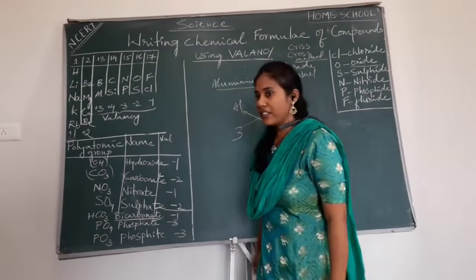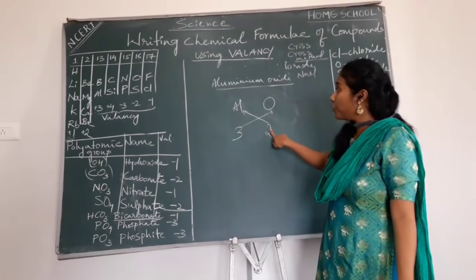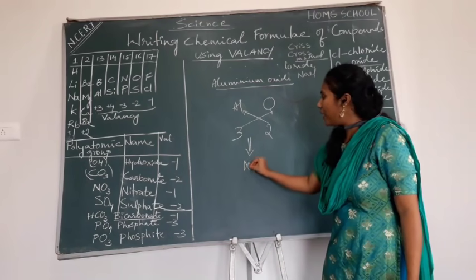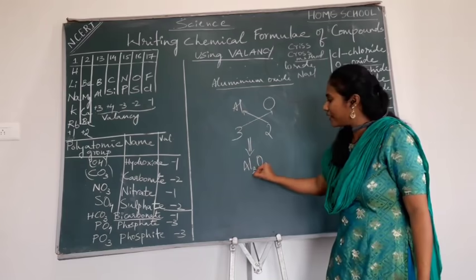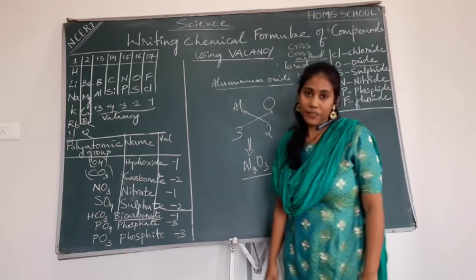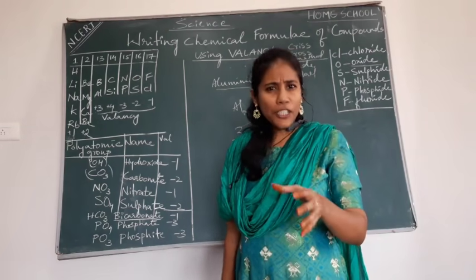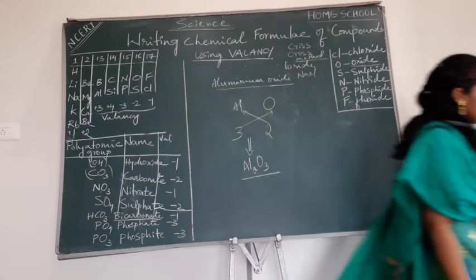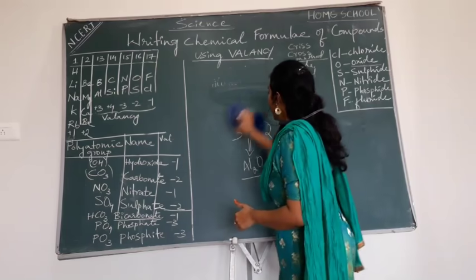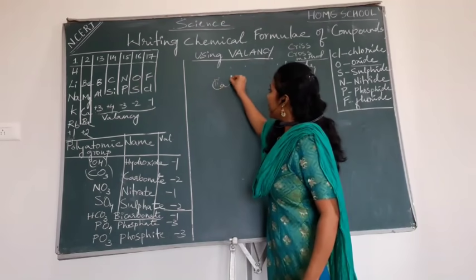So guys, you have written 3 as a subscript for oxygen and 2 as a subscript for aluminium, right? So you get a formula Al2O3. So Al2O3 is the formula for aluminium oxide. Clear everyone? So this is what the method you have to follow. Now we will go for some different compounds. Say for example calcium carbonate. Okay. The next example I am taking here is calcium carbonate.